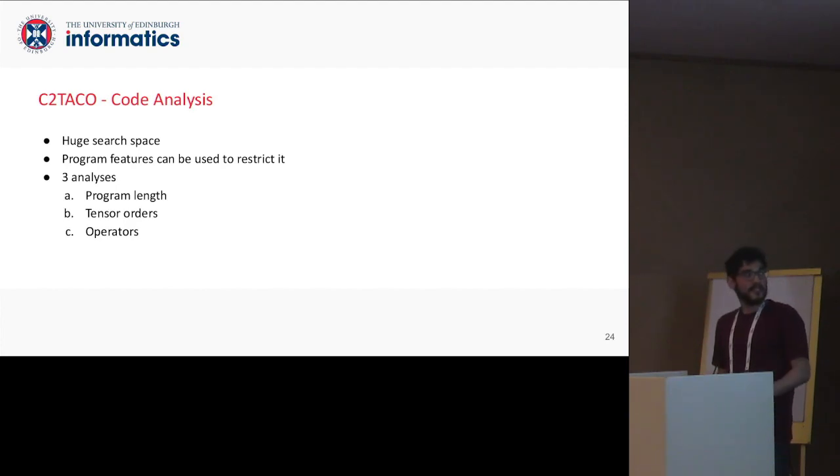What we do is that we leverage the fact that we are going from source code to extract features from that source code that will help to guide our synthesis search. We define three analyses: one to detect the length of the program we would like to synthesize, one to detect the order of each tensor in the program, and another one to detect which mathematical operators are likely to be in our solution.